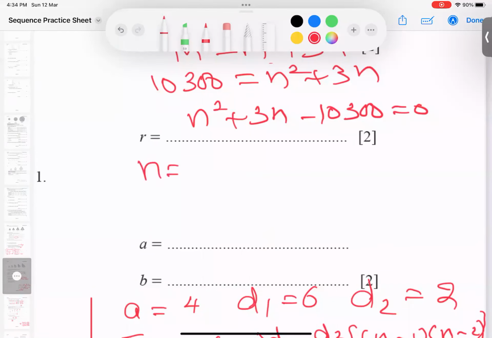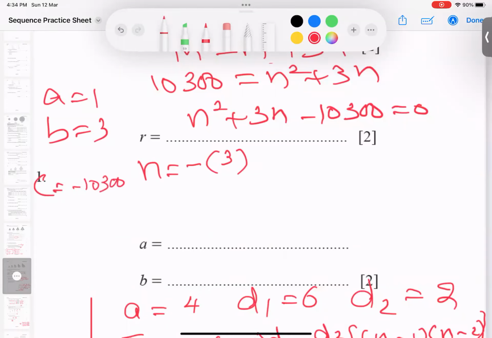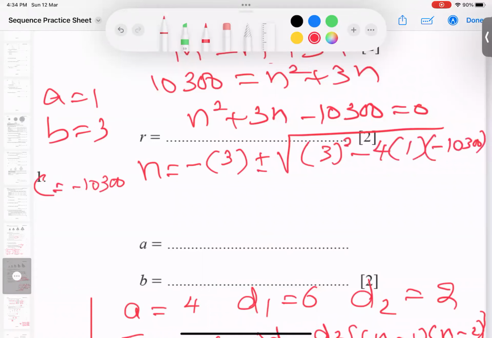And the quadratic formula is what? Negative b. What is the a value, students? The a value is 1. The b value is 3. This 3 comes from here. And the c value is negative 10300. So apply the formula. Plus and minus the square root of b square. And what is the b square? 3 square. Minus 4 times a into c, negative 10300, by 2a. And a is 1.